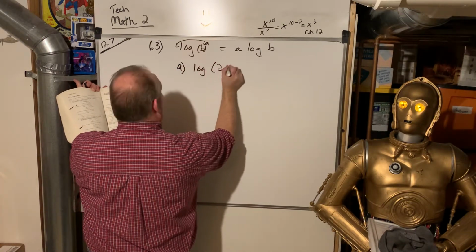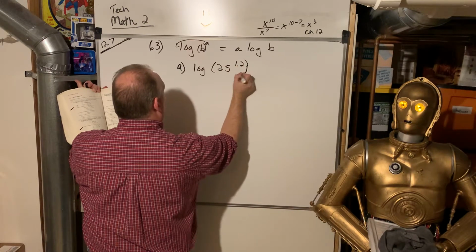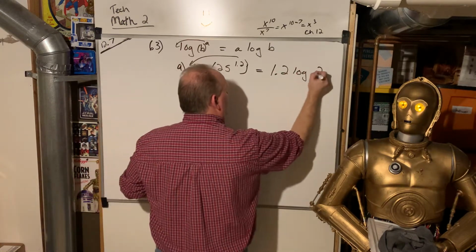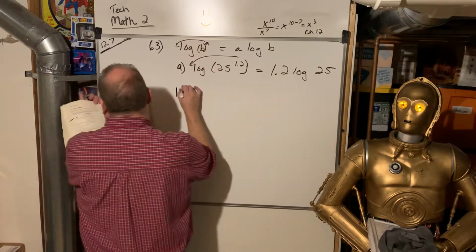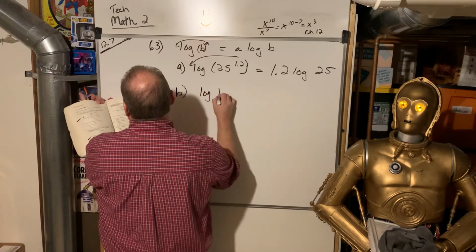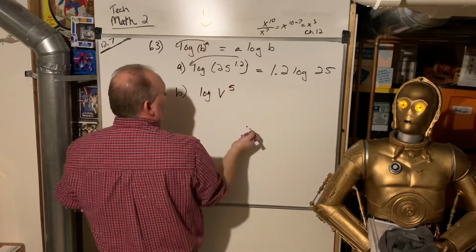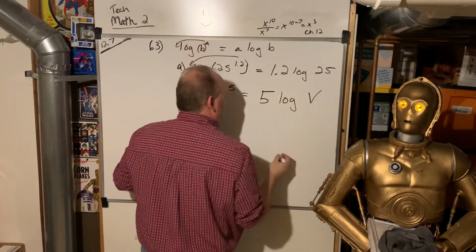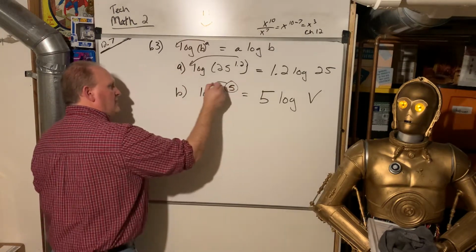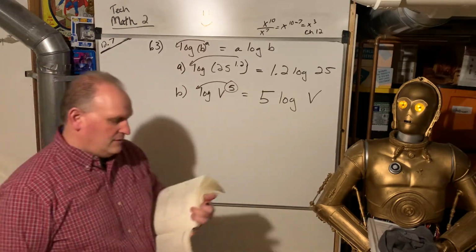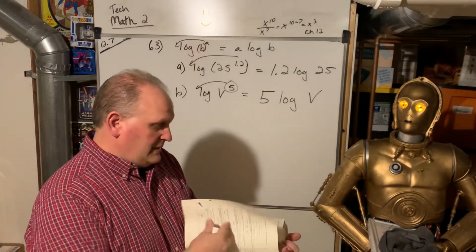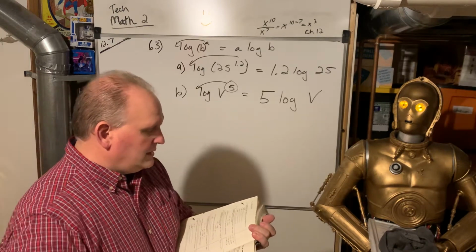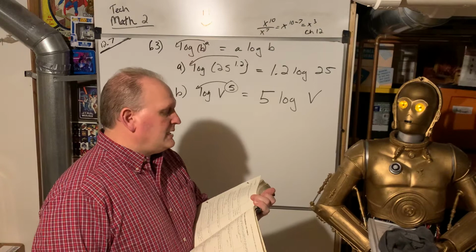So if I have log of 25 to the 1.2 power, well, that could be written 1.2 times the log of 25. All right? And if I have log base 10 of v to the 5th, well, I could write that 5 log base 10 of v. You just come on down. You pull that exponent down in front. All right? So now let's do all of them in one shot here.